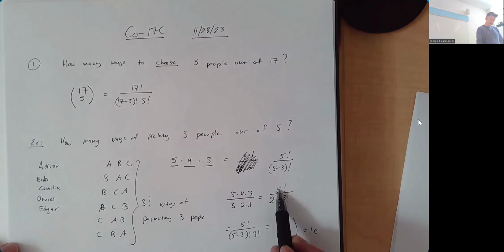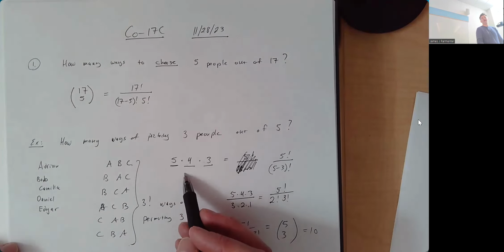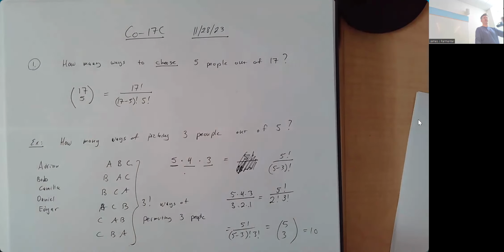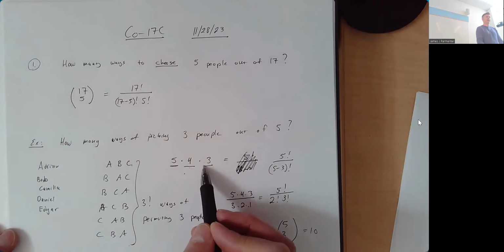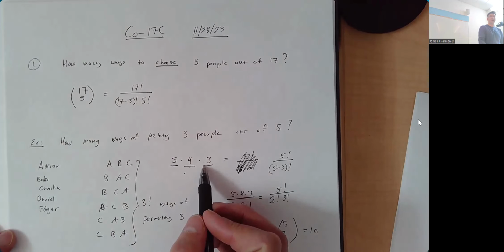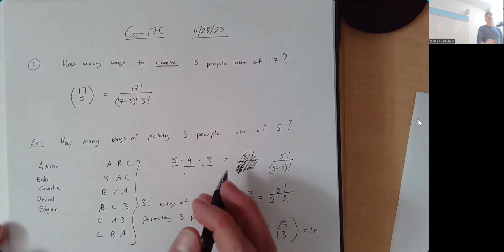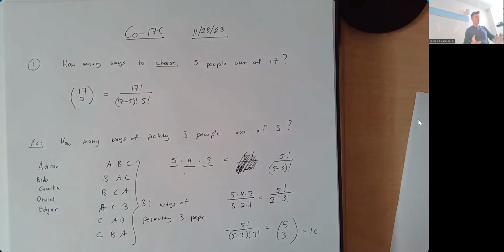Yeah, right. 5 factorial. I'm sorry. Okay. My brain did something weird a minute ago. 5 times 4 times 3, I said was 120. It's not, it's 60. If I say something stupid, you are welcome to call me out.